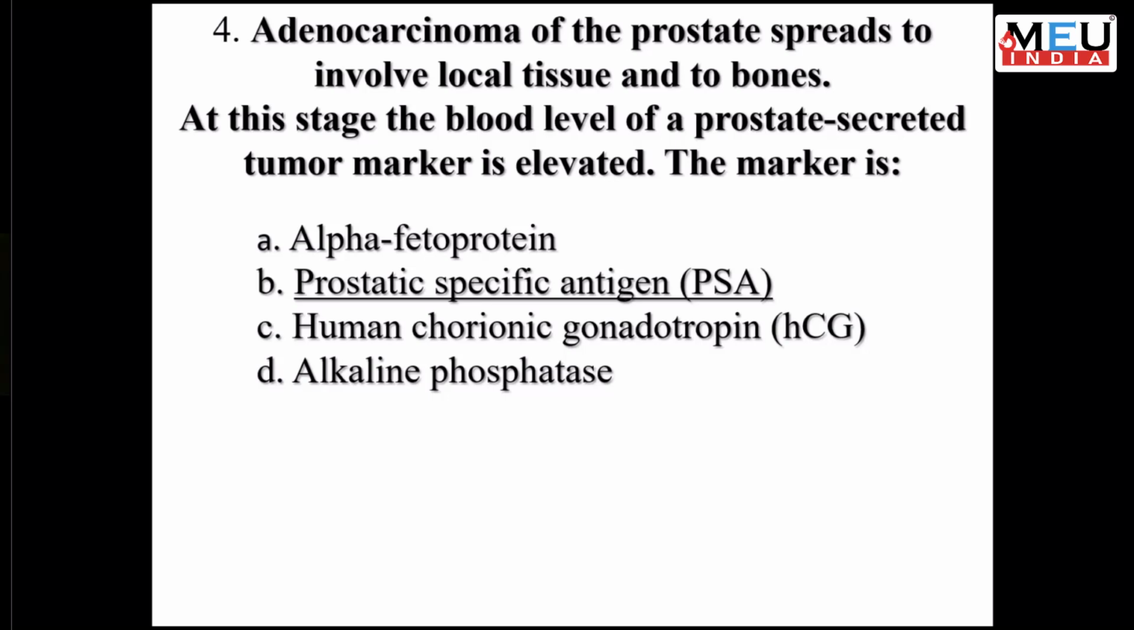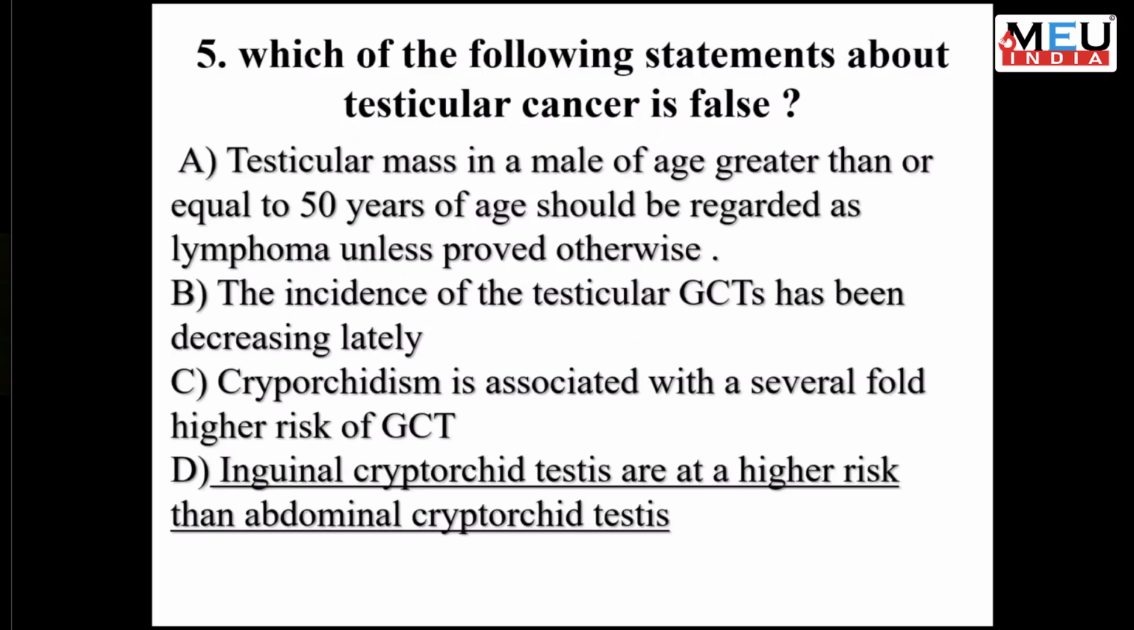Which of the following statements about testicular cancer is false? A testicular mass in a male aged greater than or equal to 50 years should be regarded as lymphoma unless proved otherwise. The incidence of testicular GCT has been decreasing lately. Cryptorchidism is associated with a several-fold higher risk of GCT. Inguinal cryptorchid testis are at higher risk than abdominal cryptorchid testis. So here the answer is D.